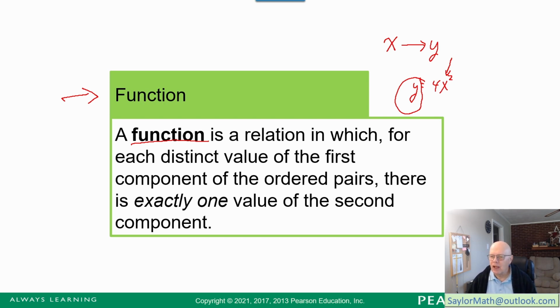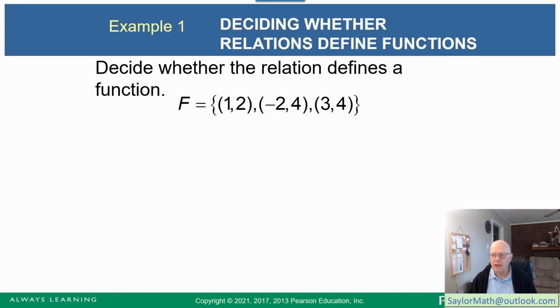So remember, a function, it's a relation, so it's ordered pairs. For each first component, you get exactly one value of the second component. And we're going to show you several different ways of looking at this. Here we go.